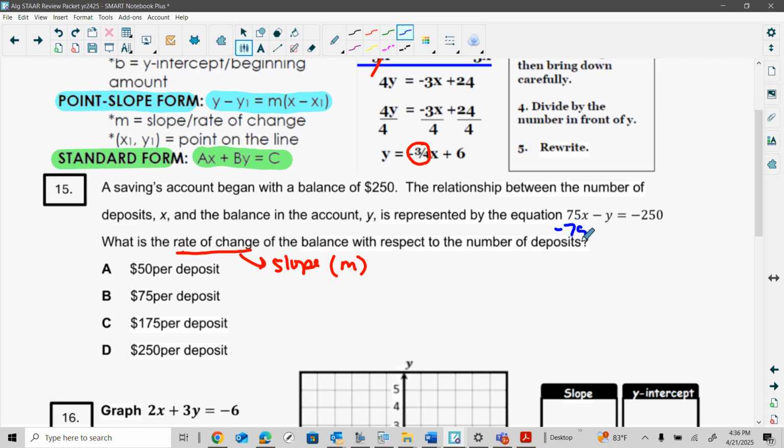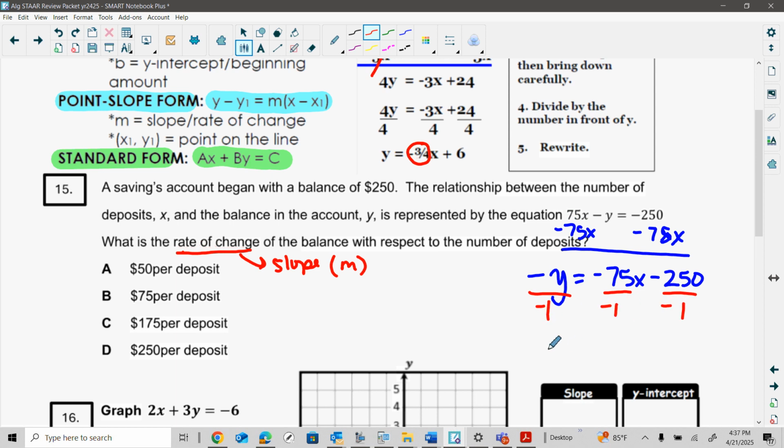That would require a minus 75x on both sides. So I would get, don't forget that sign, a negative y, it's supposed to be 75x, equals a negative 75x minus 250. We can't have a negative y. Remember what to do when we have that. Exactly, divide by -1. Okay, so we have y equals now a positive 75x plus 250. And because they asked for the slope, it is your coefficient of x. So it is 75 per deposit.